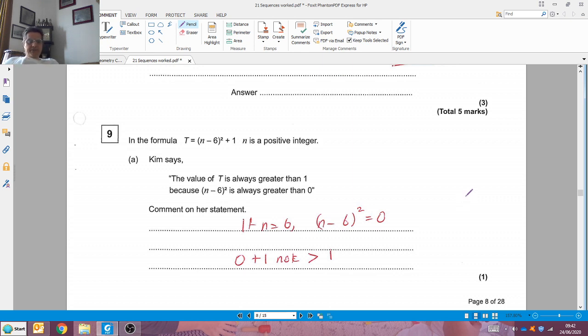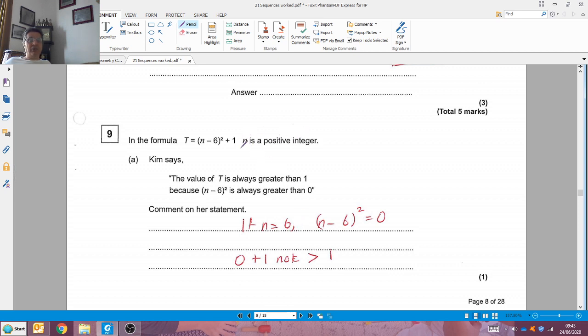Comment on the statement. So Kim says t is always going to be greater than 1 because this term is always greater than 0. The answer is no, it's not. She's wrong, because if n equals 6, you end up with 6 minus 6 is 0, and 0 squared is 0, and 0 plus 1 is not greater than 1. And there's a lot of reasoning there for 1 mark, but the answer is she's wrong because of this reasoning here.